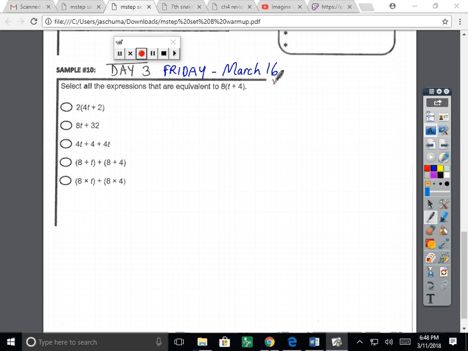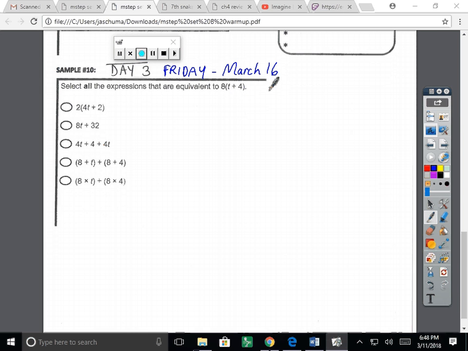All right, let's pretend it's Friday, March 16th. Let's pretend that you need to do some checking to see how this is going. Well, we're on sample number 10 then. It says select all the expressions that are equivalent to 8 times the quantity of t plus 4. I'll be very honest with you, I'm kind of surprised that this is considered 6th grade content. My 7th grade students have seen this, my 6th grade students have not, and we don't tend to teach it in this grade level. So this will be interesting.